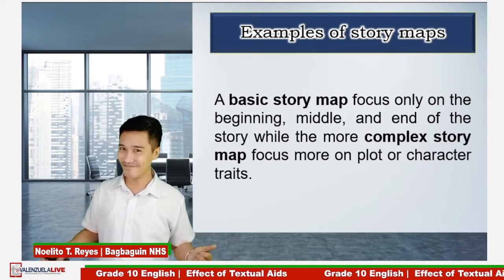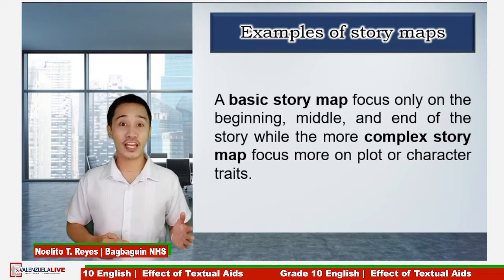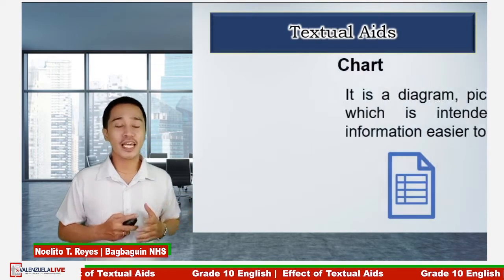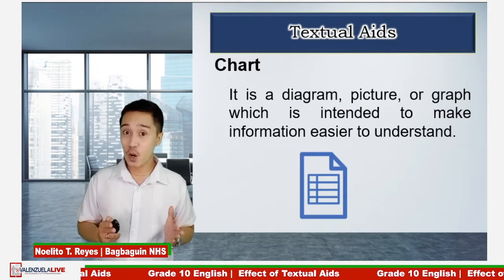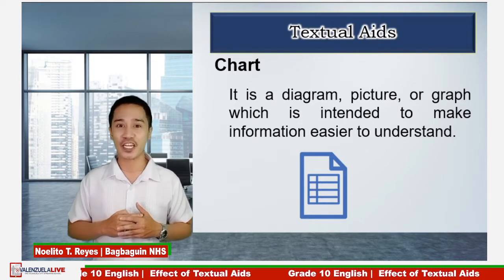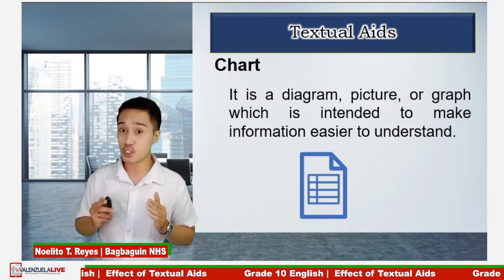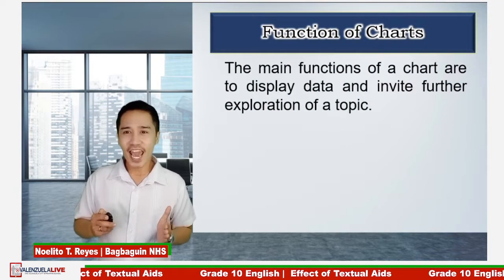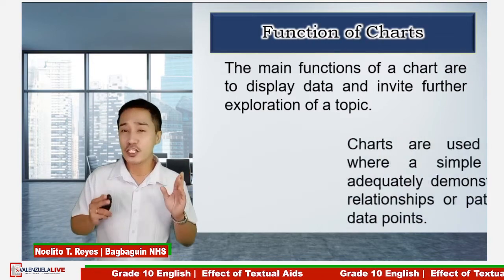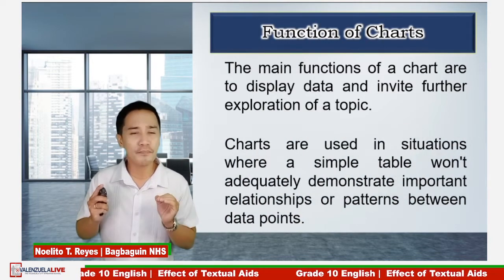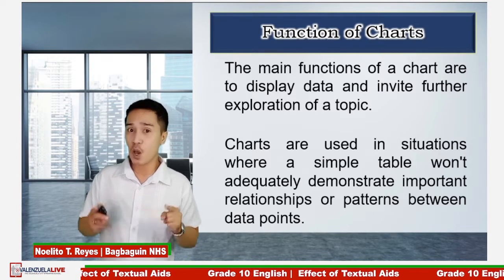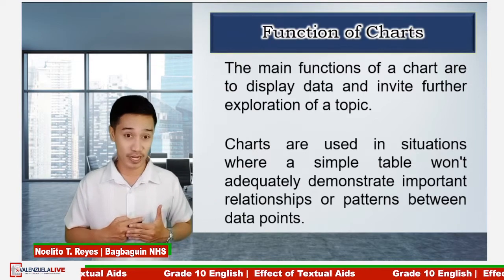Is that clear? Awesome. Another textual aid that can help us in understanding a text is a chart. It is a diagram, picture, or graph which is intended to make information easier to understand. The main functions of a chart are to display data and invite further exploration of a topic. Charts are used in situations where a simple table won't adequately demonstrate important relationships or patterns between data points.